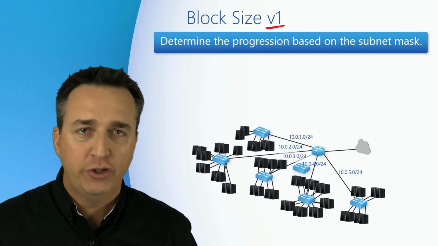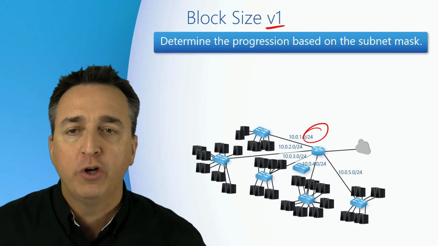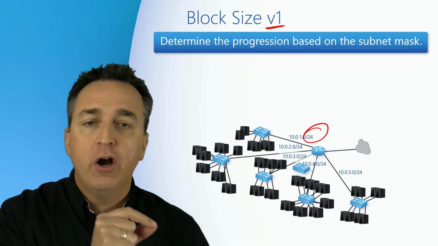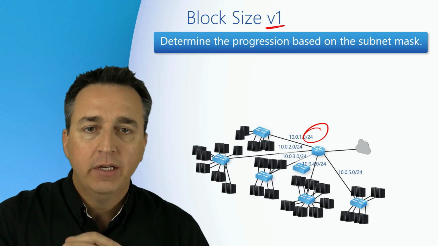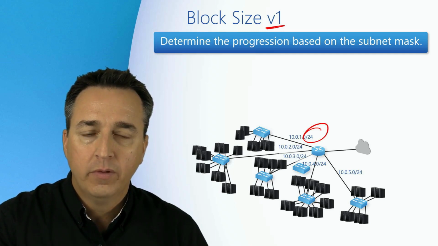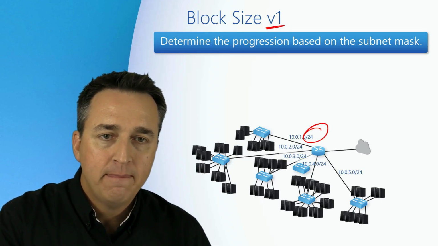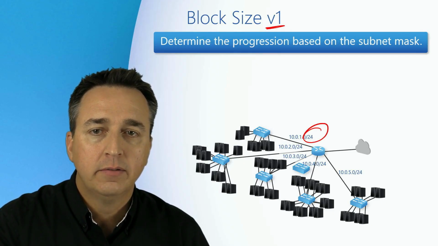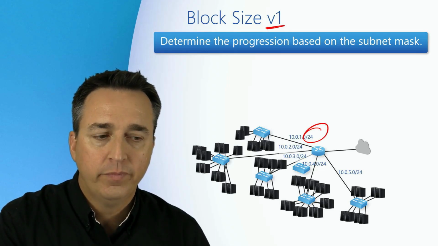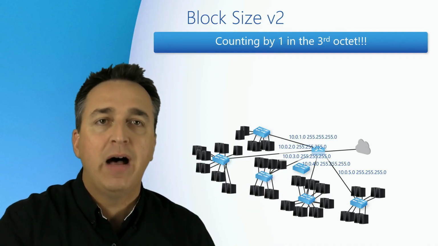Okay, so I have a version 1, version 2 method. The only difference is based on the numbers you're looking at. Version 1 works really well when you are given a slash subnet mask. But version 2 works really well when you are dealing with dotted decimal notation, like 255.255.255.0.